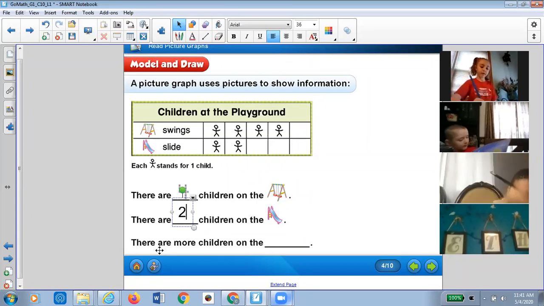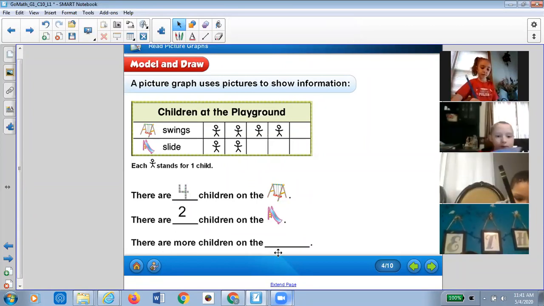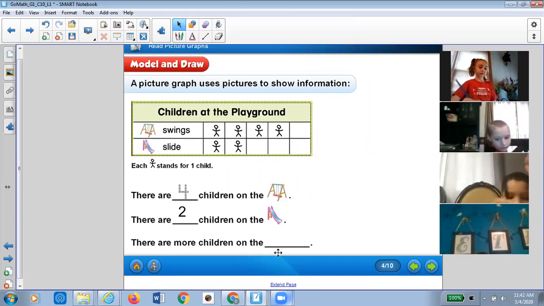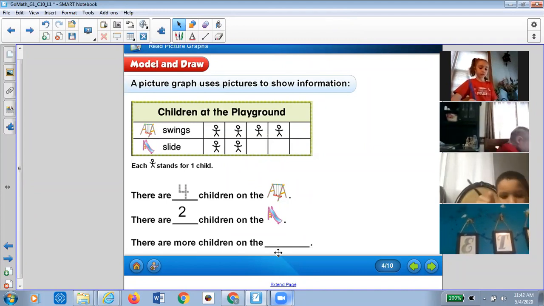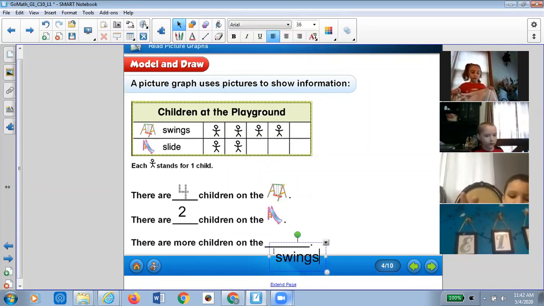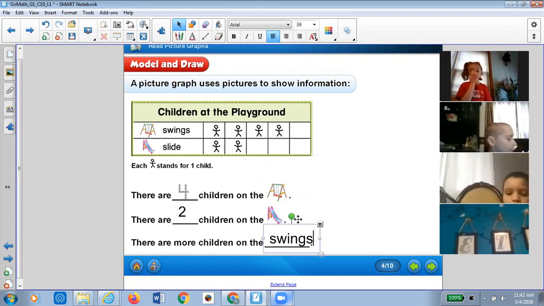And then it says there are more children on the blank. Nolan, which item is there more children of? The swings. Very good. So you can write swings on the line. Swings.